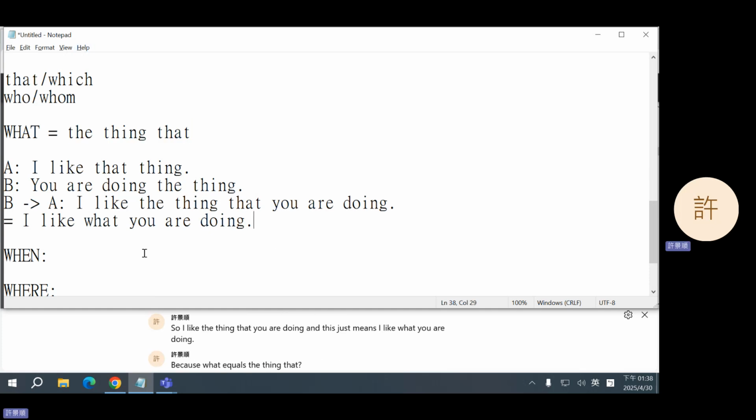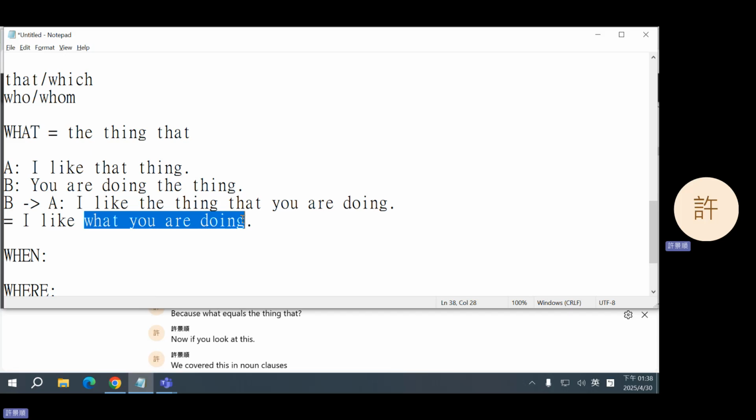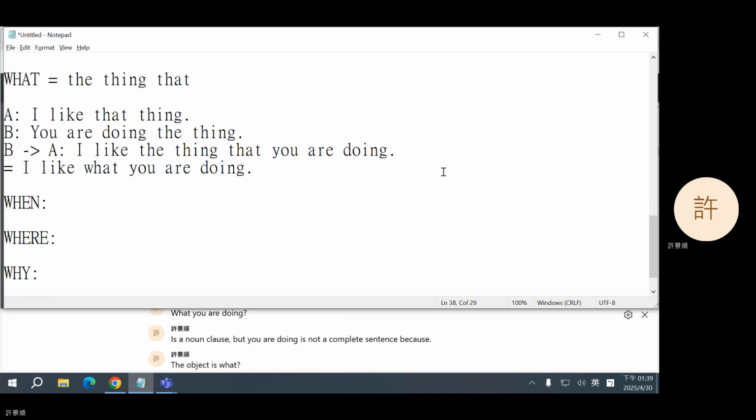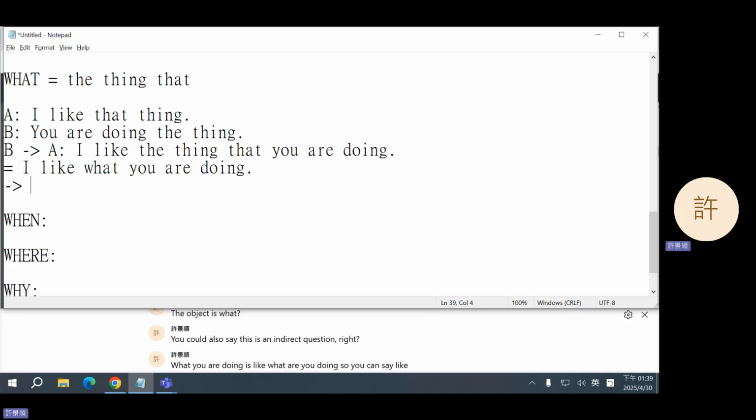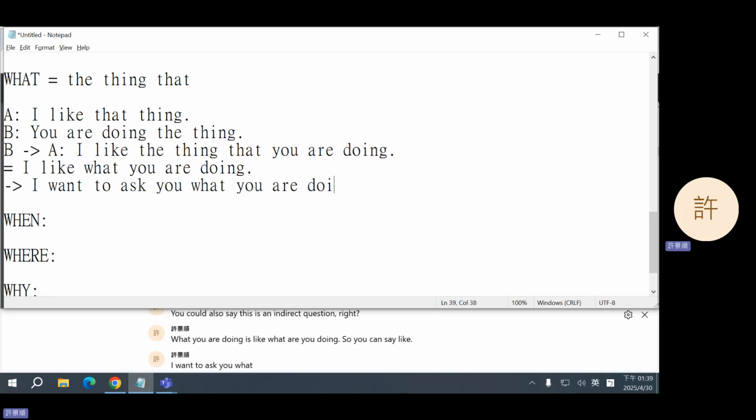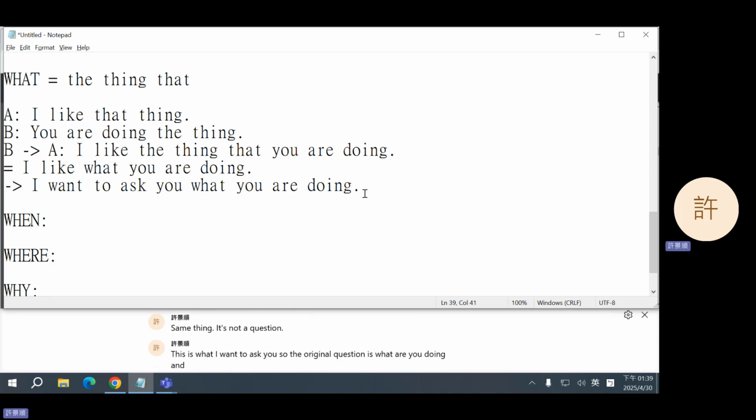Now, if you look at this, we covered this in noun clauses. "What you are doing" is a noun clause, but "you are doing" is not a complete sentence because the object is "what". You could also say this is an indirect question, right? "What you are doing" is like "What are you doing?" So you can say, "I want to ask you what you are doing." Same thing. It's not a question. This is what I want to ask you. So the original question is, "What are you doing?" And now I'm saying, I want to ask you this question.